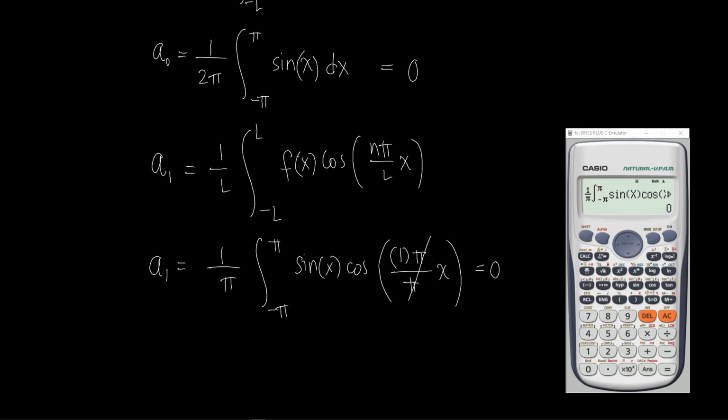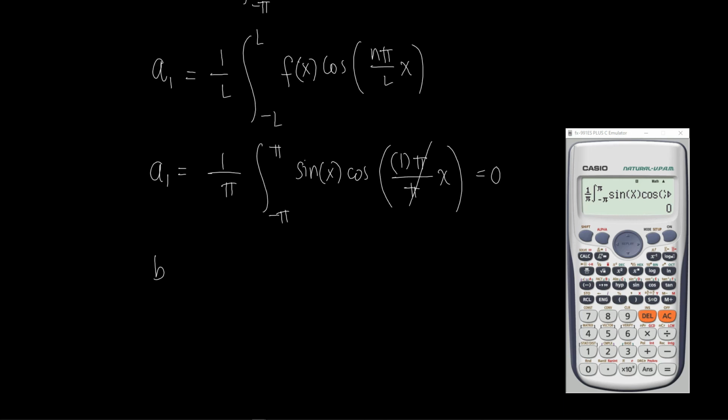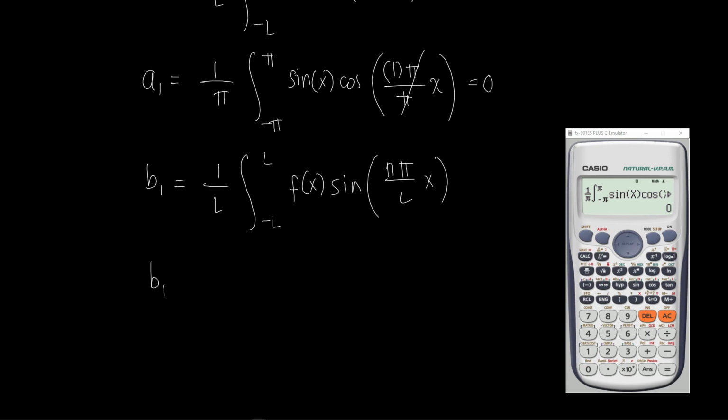Okay. Next, solve na to ang B1. B1 is 1 over L integral of negative L to L f of x times the sine of n pi over L x. So we have B1 is 1 over pi integral from negative pi to pi of the sine of x, sine of 1 pi over pi x.